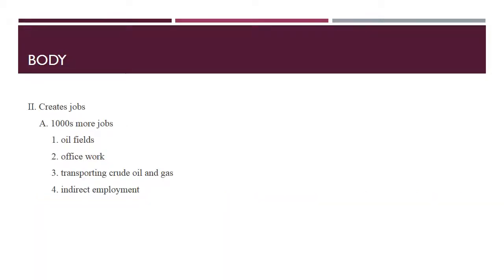The body of the outline begins with Roman numeral 2. This is the first point of your thesis. In my case, it is the point that hydraulic fracturing creates jobs. Under that is capital A, which is that fracturing will create thousands of jobs. Under that, I list the types of jobs it will create. This information should be detailed and cover multiple paragraphs, if not multiple pages.